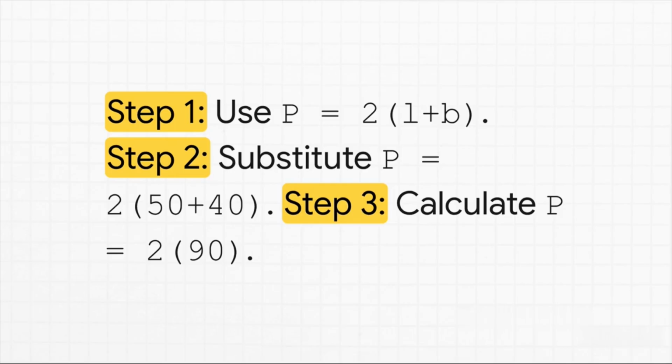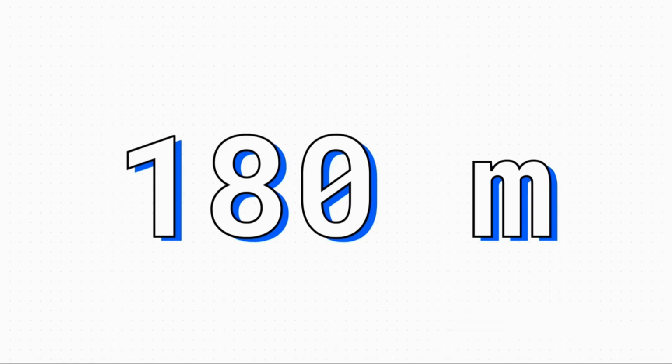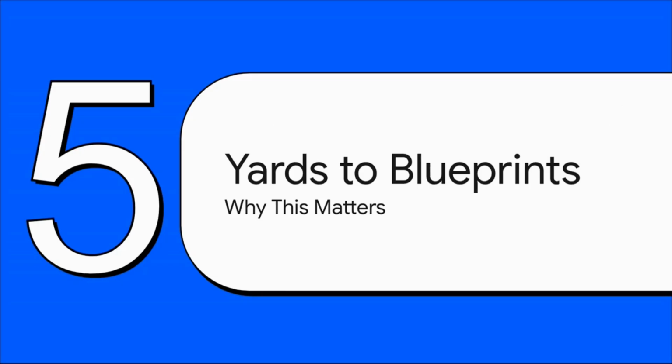Step 3, calculate. We do the math inside the parentheses first, so 50 plus 40 is 90. Then we just multiply that by 2. And just like that, there's our answer. The perimeter of the park is 180 meters. See? Once you know the method, it's really just a matter of following the steps. Not so bad, right?